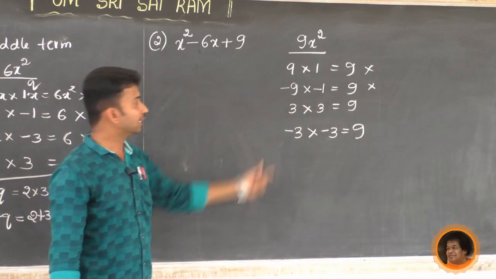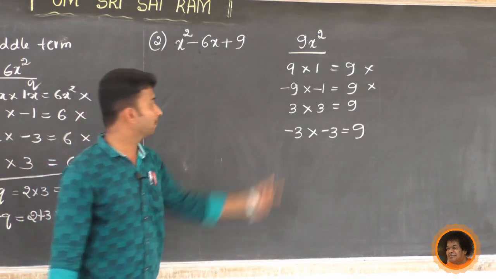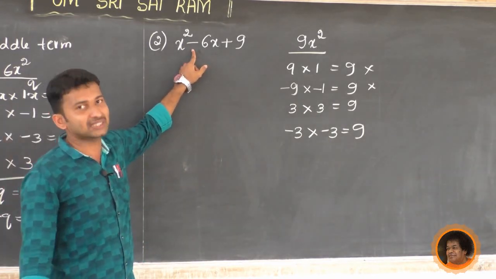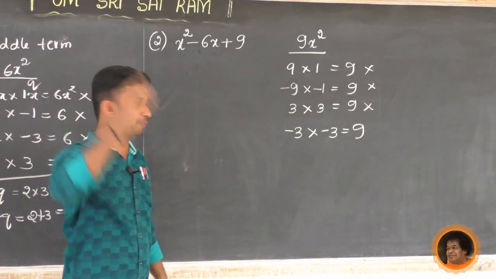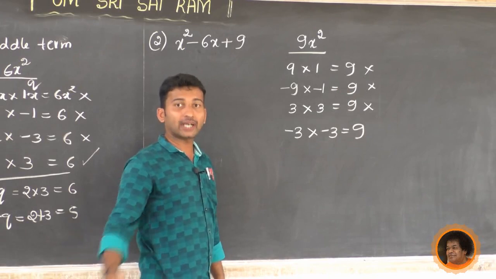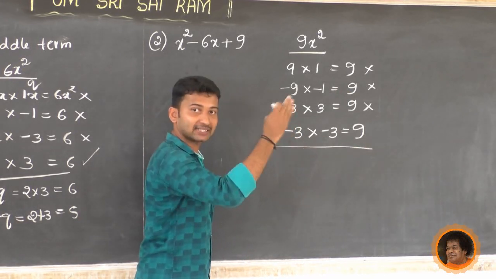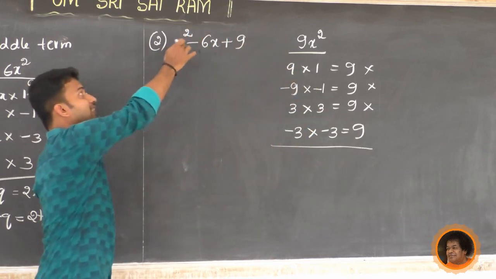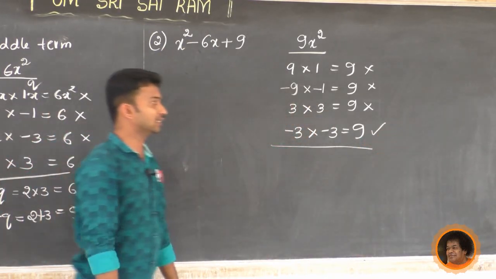Check for 3. 3 into 3 is equal to 9, so the product is 9. What about the sum? 3 plus 3 is equal to plus 6. But here we have minus 6, negative 6. So this pair is also rejected. So check for the last pair. Minus 3 into minus 3, the product is plus 9. What about the sum? Minus 3 minus 3 is equal to minus 6. So the last pair is the best selection.